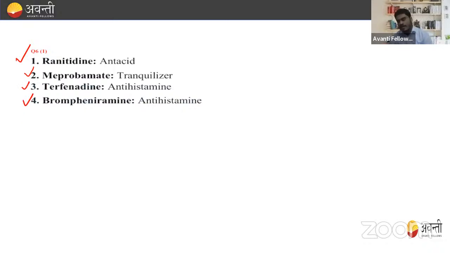Not only which is antacid, ranitidine, but try to learn this as well. For example, meprobamate is an example of tranquilizer. Terfenadine is an example of antihistamine, and so on. So try to learn this as well. Okay. I hope I'm clear on this question and you all have no doubt. Shall we proceed to the next question? Right.